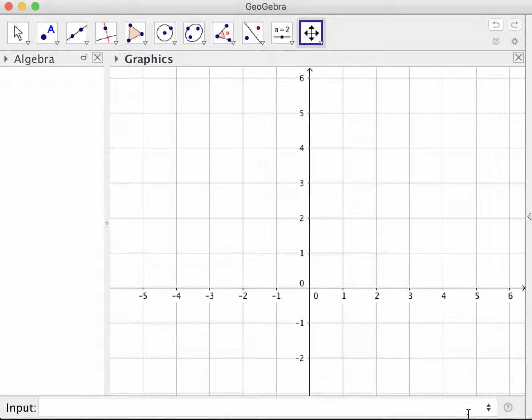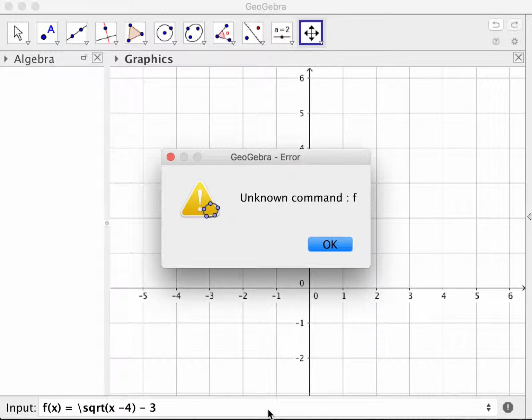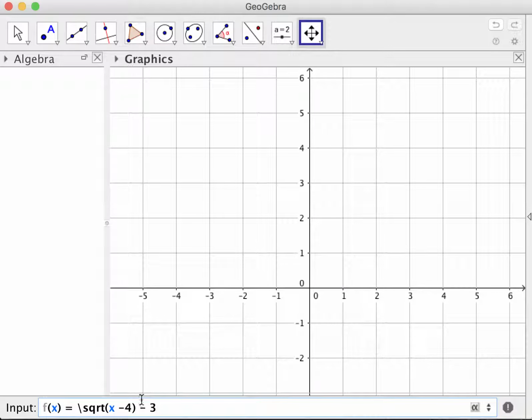Ano yung unang function natin? F of x equals square root of x minus 4 minus 3. Ano nangyari?